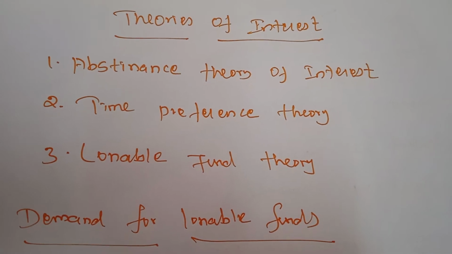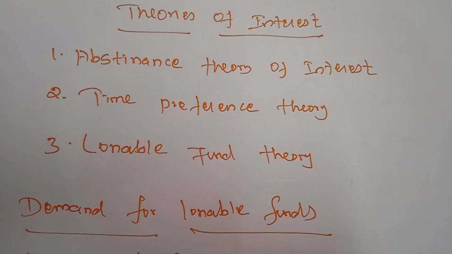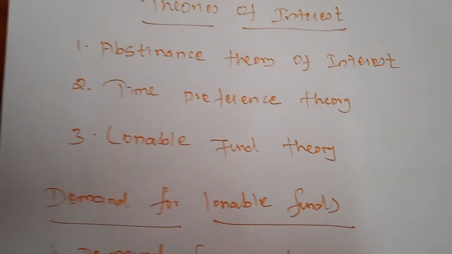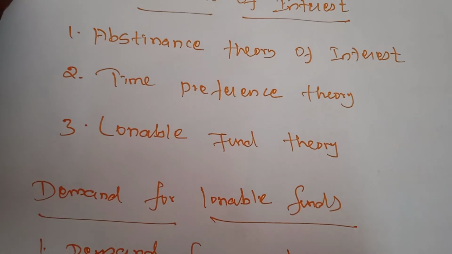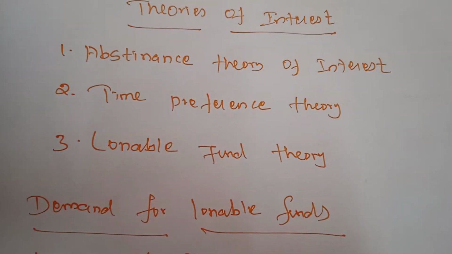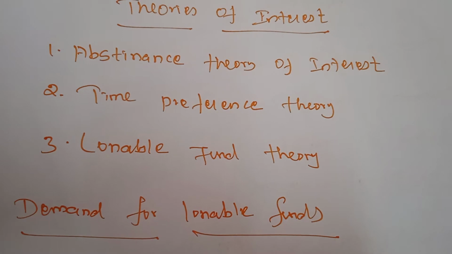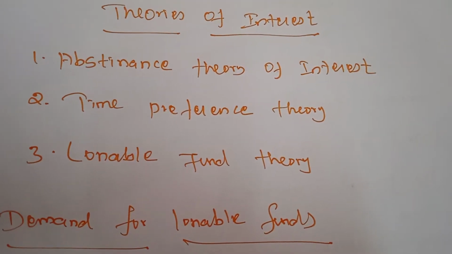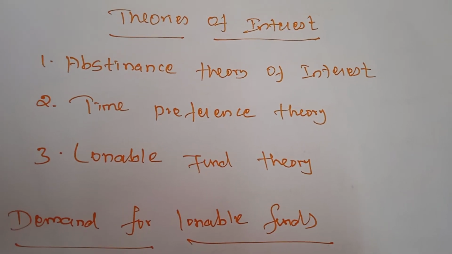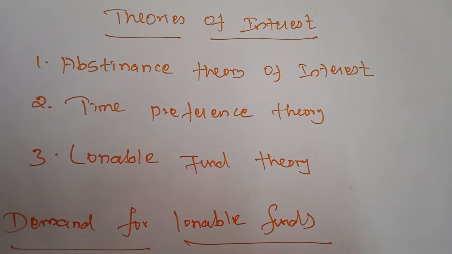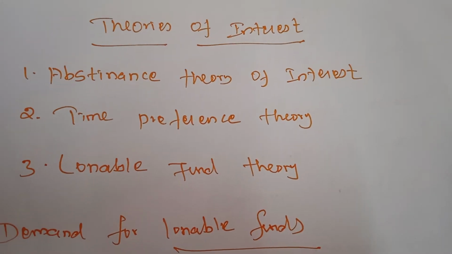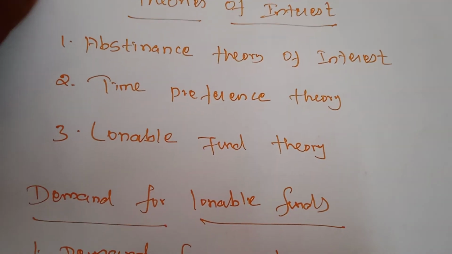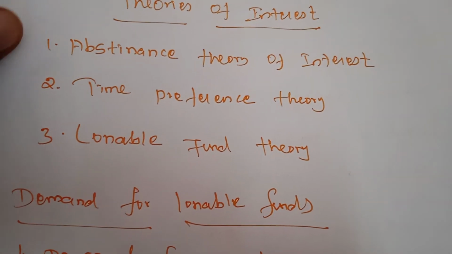On the basis of the abstinence theory, interest goes to the persons who abstain from their current consumption and wait for their savings. Because if we want to make more capital, we have to save a little amount. And before that, we have to abstain and sacrifice some of the current consumption.